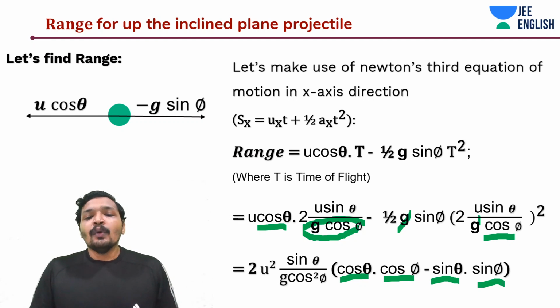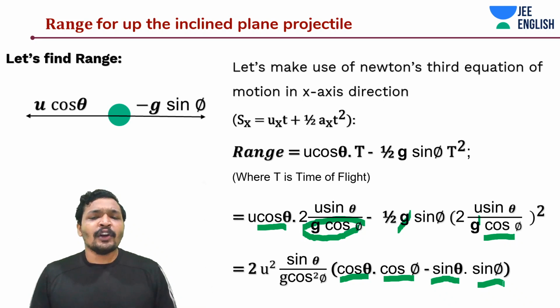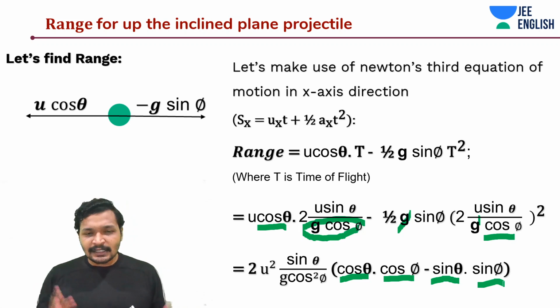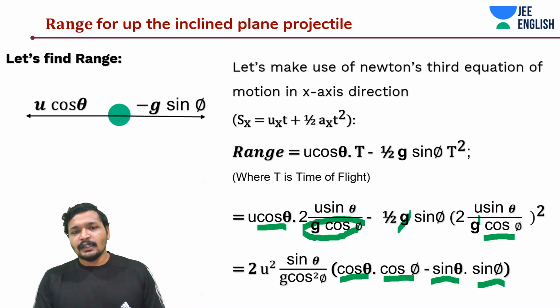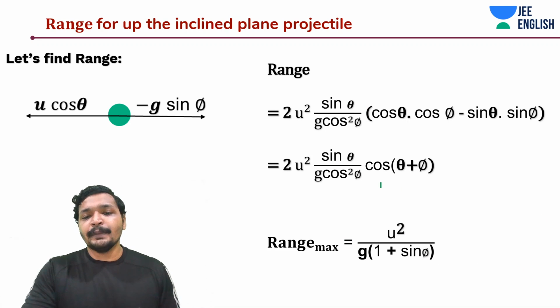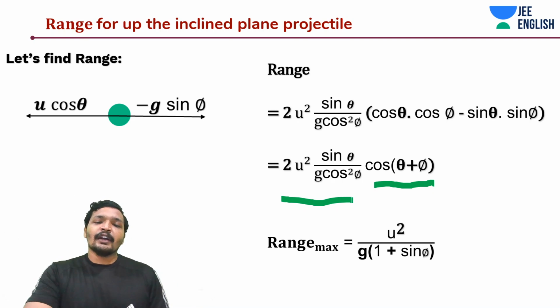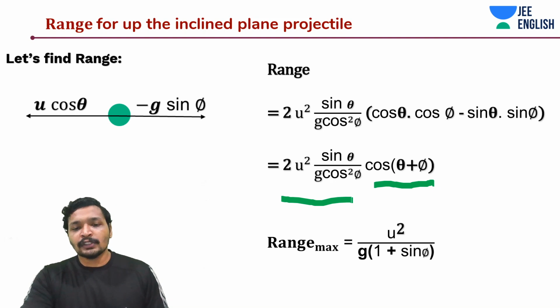Simple, guys. Now what we need to do? We need to understand this mathematical form of it. So it is cos theta into cos phi minus sin theta into sin phi. What does this tell you, guys? It is in the form of cos A into cos B minus sin A into sin B. That would give me cos of A plus B. That is what we have done over here. It's 2u squared sin theta by g cos squared phi into cos of theta plus phi.